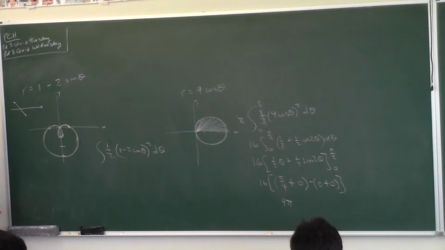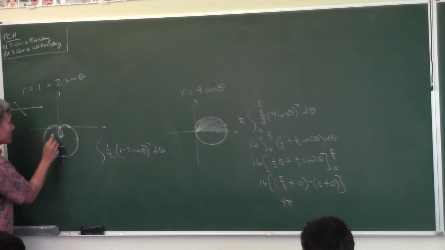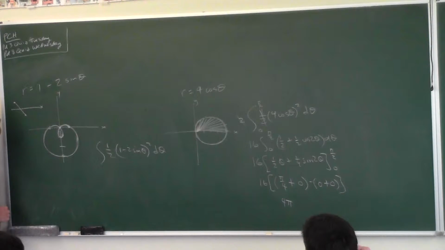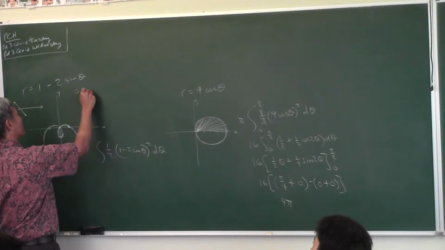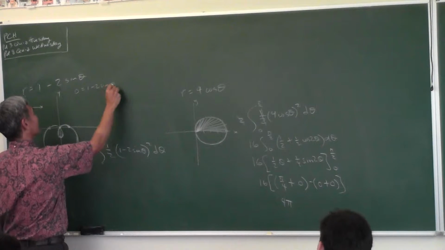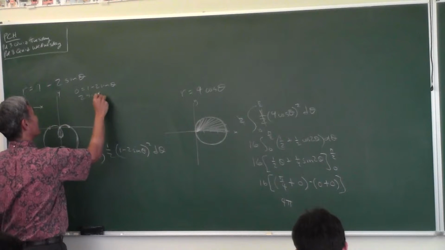When r is 0. Right when it starts, how far are you from the origin? 0. So r represents how far you are from the origin. To figure out where it starts and finishes, you just set r equal to 0. So 0 equals 1 minus 2 sin theta. 2 sin theta is equal to 1.